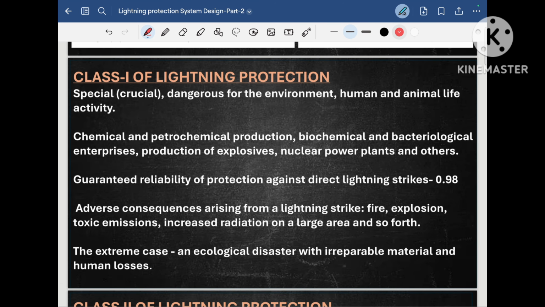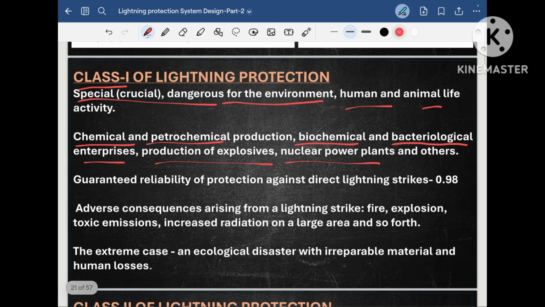Now let us understand the class of lightning protection. There are 4 classes: class 1, class 2, class 3 and class 4. Class 1 is the highest degree of lightning protection. Class 1 is used for crucial and special projects which are dangerous for environment, human and animal life. Such projects can be chemical and petrochemical industry, biochemical industry, bacteriological industry, production of explosives, nuclear power plant. Okay, but why? Because this kind of project will lead to environmental disaster, ecological disaster.